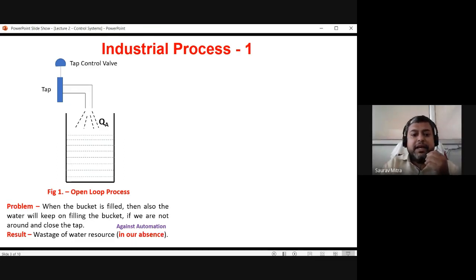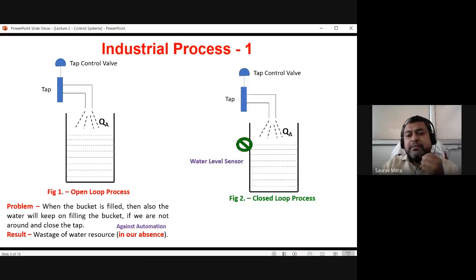So that is given in the last line. That is wastage of water resource. This is a very important resource in our absence, and the whole process goes against automation. But nowadays everywhere the main word is automation. So we have to design the same process, the same tap, but it should be controlled by some electronic controller.